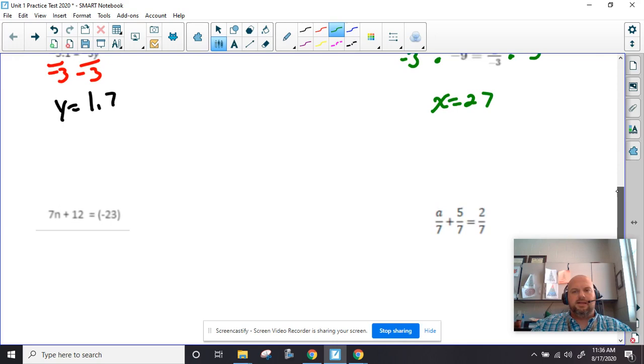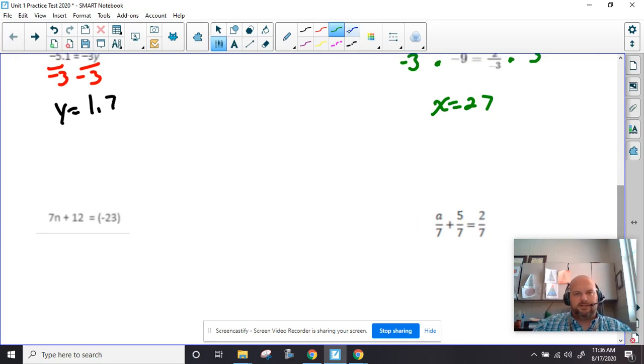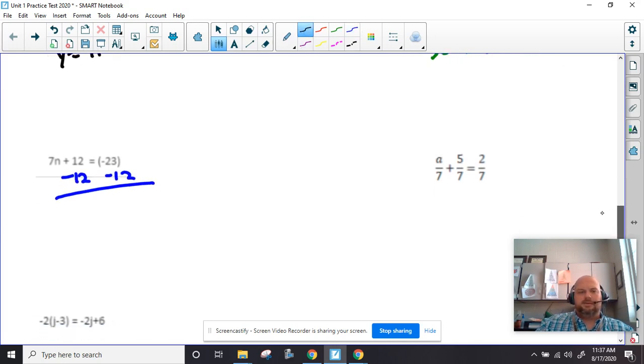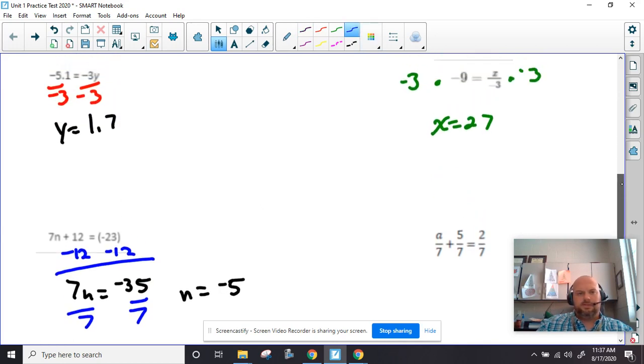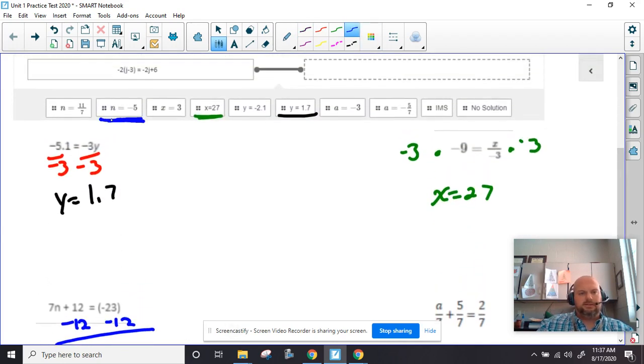All right. The reason why this one has parentheses around it is because in the past, when I printed it out, you would not be able to see the negative right there. So, and I'm still working on some things for that. So you're going to subtract 12. 7n equals -35, and we divide by 7, divide by 7. All right, so we get n equals -5. So that choice would have been up here.